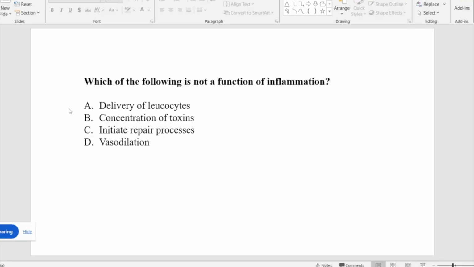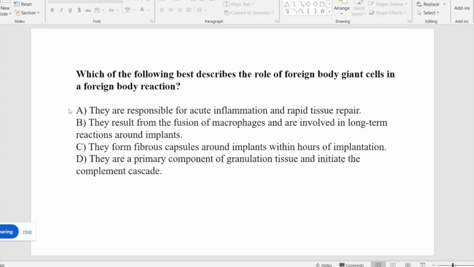Which of the following is not a function of inflammation? Answer would be concentration of toxins. Instead, it would be dilution of the toxins. Which of the following best describes the role of foreign body giant cells in a foreign body reaction? So here option B is the correct answer. They result from fusion of macrophages and are involved in long-term reactions around implants.